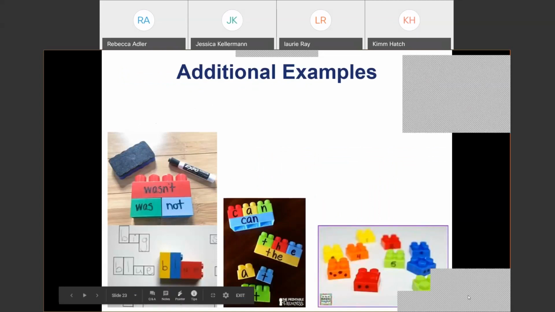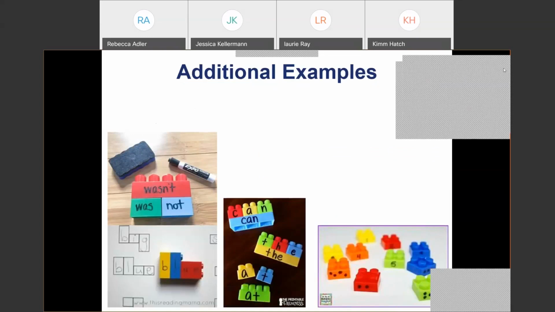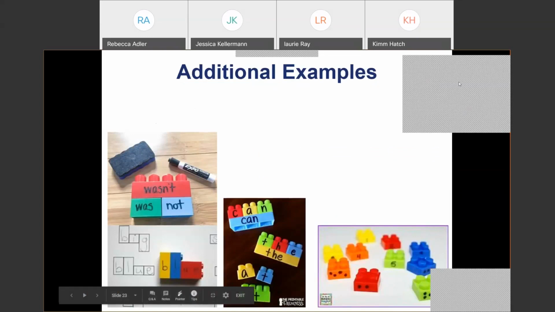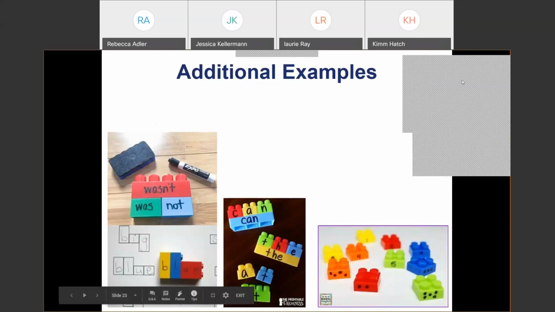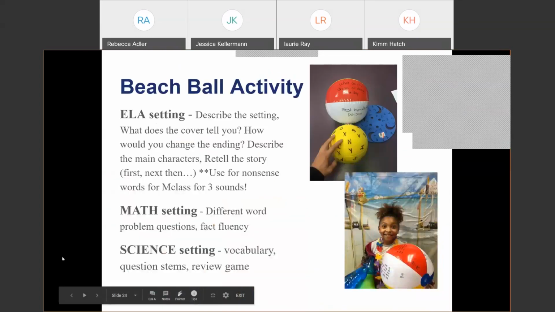Subitizing, so matching the numeral to the amount of dots. We've seen some chemistry teachers who took NaCl and combined it to make salt. Absolutely, or multiplication. So this is actually my students.